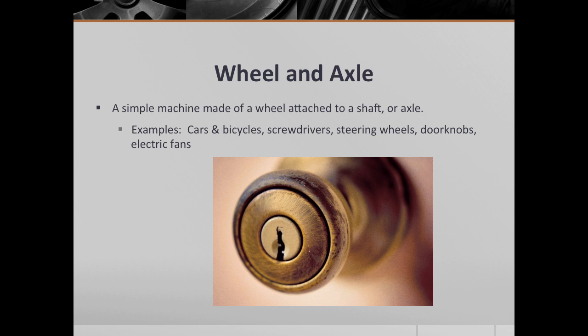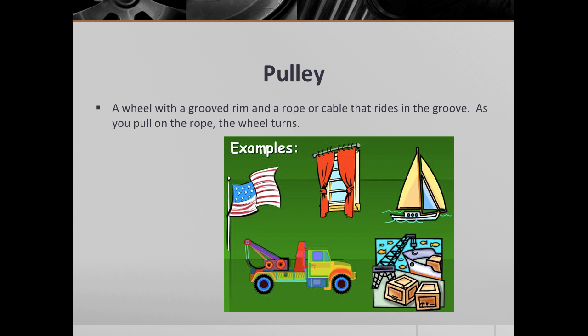A wheel and axle is a simple machine made of a wheel attached to a shaft or an axle. Examples include cars and bicycles, screwdrivers, steering wheels, doorknobs, and electric fans. A pulley is a wheel with a grooved rim and a rope or cable that rides in the groove. As you pull on the rope, the wheel turns. Examples include a flagpole, curtain rods, a sailboat, a tow truck, and a crane.